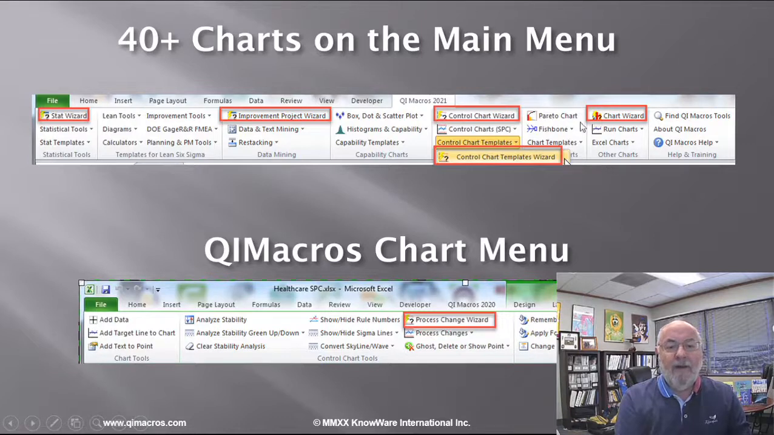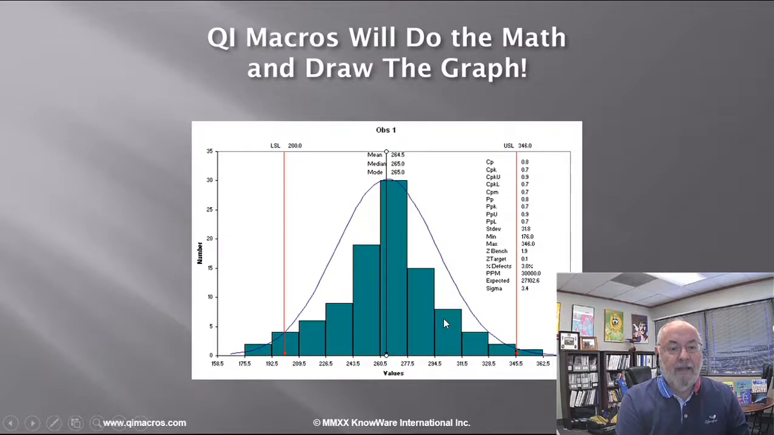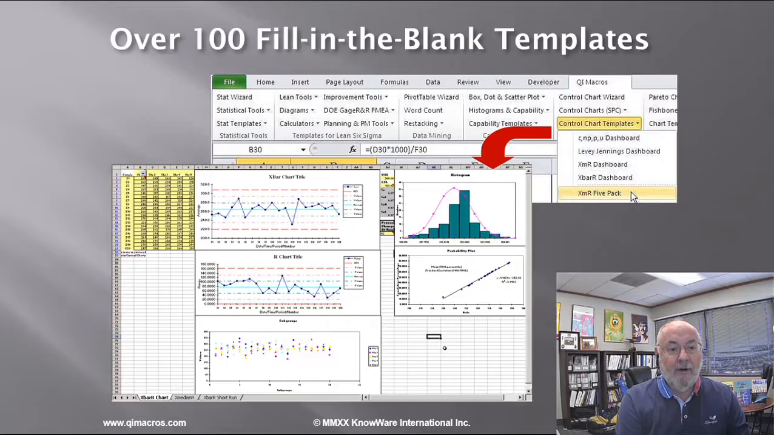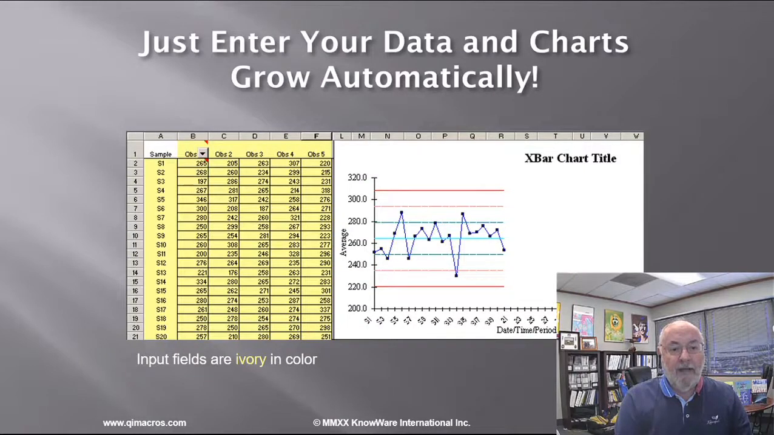So there are over 40 different kinds of charts on the main menu. Lots of chart wizards. There's a control chart templates wizard, which will pick the right template for you, and a process change wizard. They'll do the math, draw the graph, and give you the right tools at the right price. But another thing I found was people wanted a way to keep their data and their charts up to date. And so we started creating fill-in-the-blank templates. The nice thing about a fill-in-the-blank template is you enter your data and the charts grow automatically.